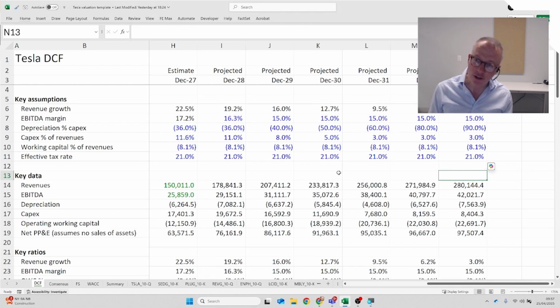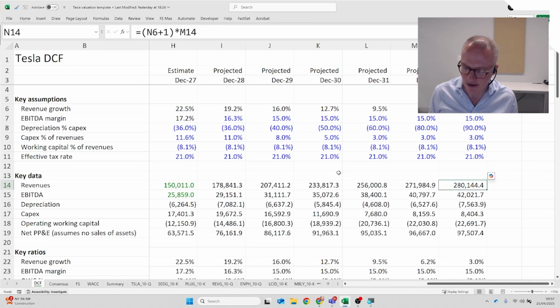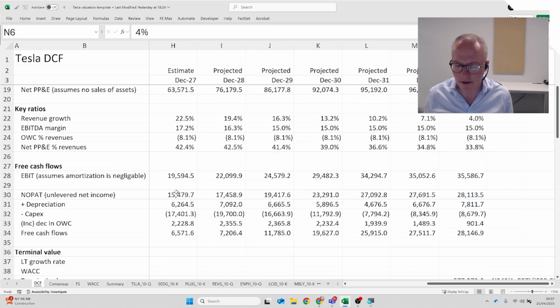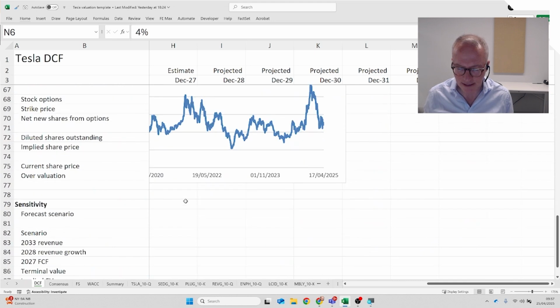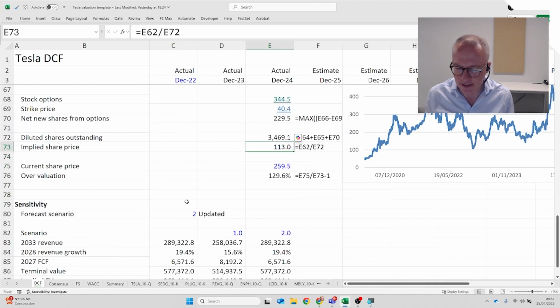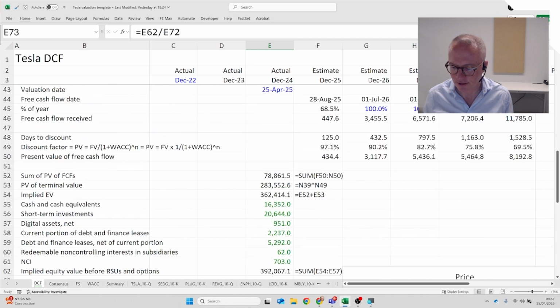Now, what we could do is say, okay, let's increase this long-term growth rate to say 4%. That's going to change a number of things. Number one, the decline in the revenue growth is going to change. Number two, the terminal value will increase. So that was quite a big change, that 1% increase in the terminal value. You can see that's grown the implied share price to 113.